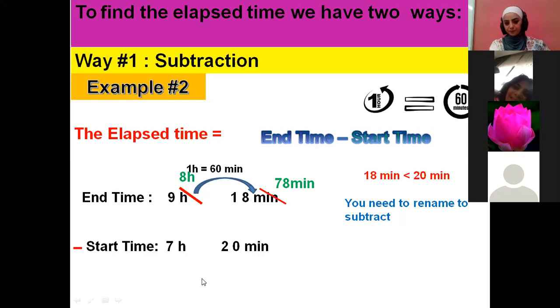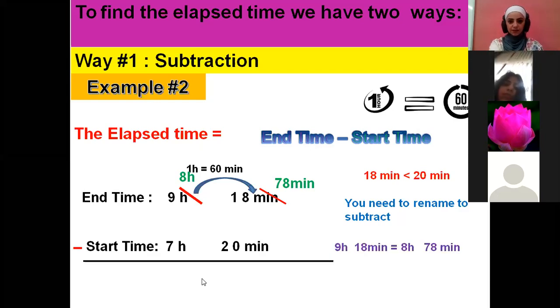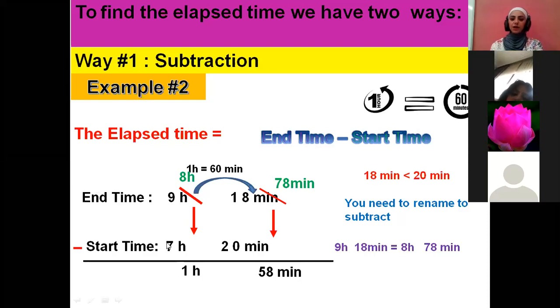What is that? 58 minutes. 58 minutes. This is it. 1 hour and 58 minutes. Excellent. 8 minus 7 is 1. 78 minus 20 is 58. Excellent, Lean. So be careful. You start with the minutes first.